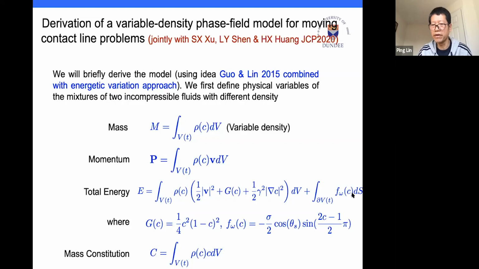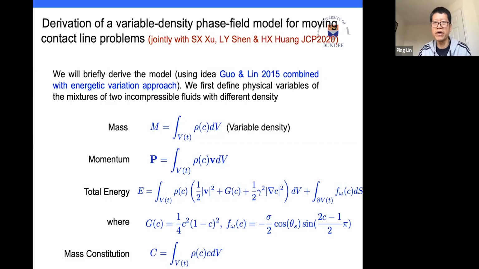And now we have this extra energy for the moving contact line, which is taken from the literature, especially a famous paper by researchers at the University of Science and Technology in Hong Kong: Tiezhen Qian, Xiaoping Wang, and Ping Sheng. They wrote down this energy for the interface.